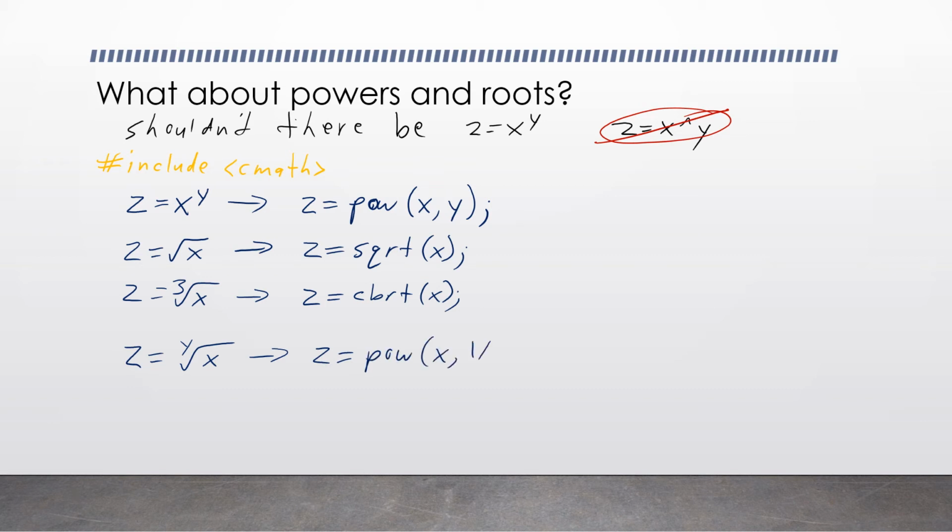x, 1 over y. Now, what did I do wrong here? This is a classic error. If I'm providing y as an integer, 1 over y is going to be 0. So I have to make this 1.0 divided by y. And now it will guarantee that the computer will do floating point math and get me the fractional power that I really want.